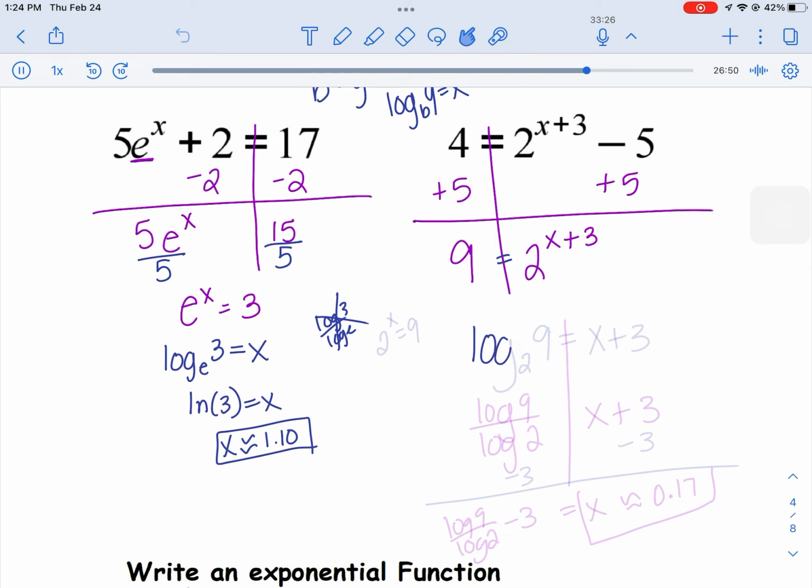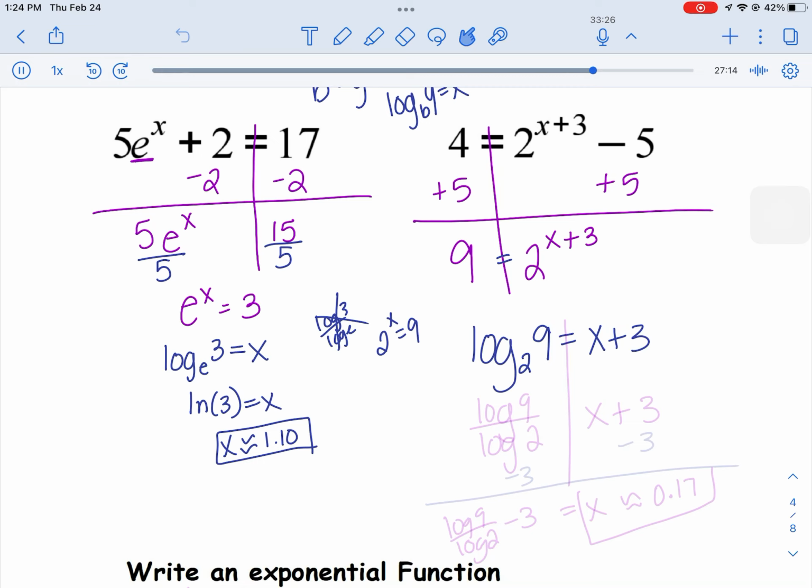So when you rewrite it, it's going to be log base 2. 9 is going to be your input now, and x plus 3 is going to be your output. They flip-flop when you rewrite it from exponential to log. Then log base 2 of 9 is: 2 to what power equals 9? If you can't solve that in your head, then you need to use the change of base.